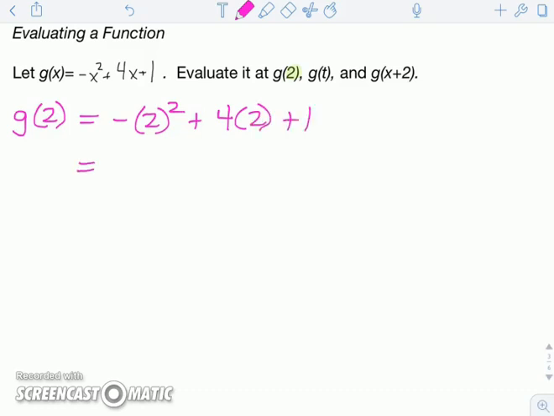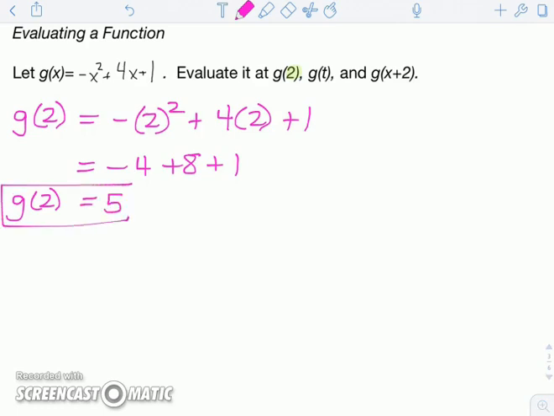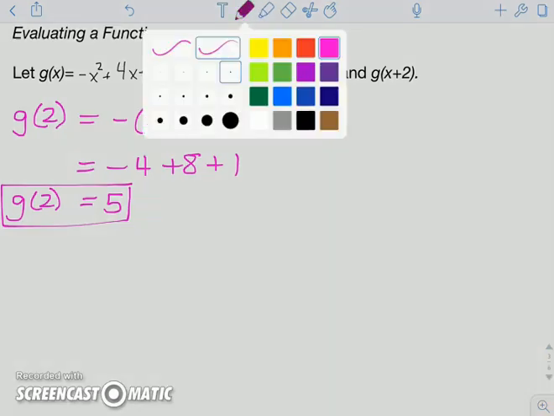So 2 squared is 4, but I want the negative, so negative 4 plus 8 plus 1. 8 plus 1 is 9, plus negative 4. I would say g of 2 is equal to 5. That would be my final answer there. So then I would evaluate the next one.